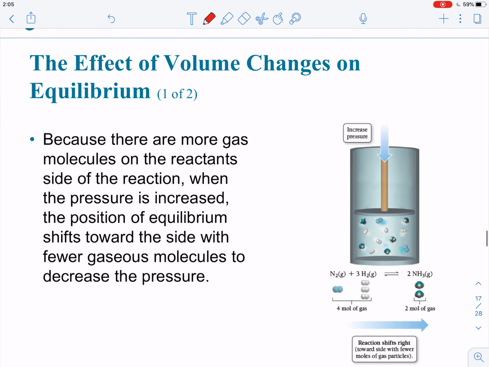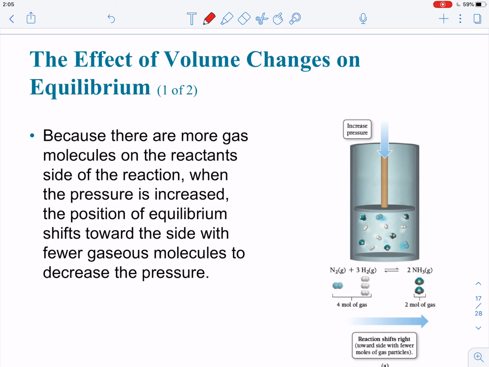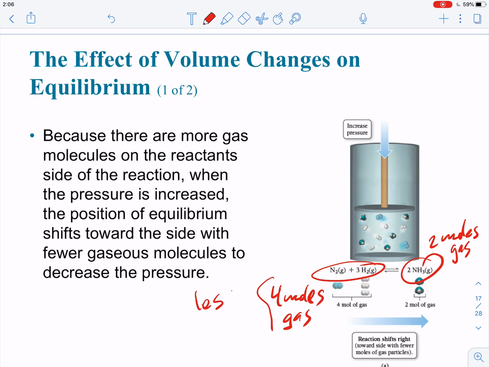Okay, so this is a graphical representation of what's happening here. If you decrease the volume by increasing the pressure or doing something else, you have 4 moles of gas on that side. You have 2 moles here. So if you decrease the volume, basically you have less room for those 4 moles of gas. They are kind of uncomfortable, so they want to have more room, so you are increasing the pressure there.